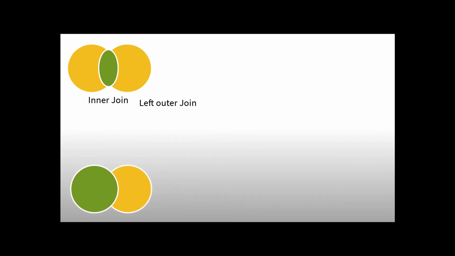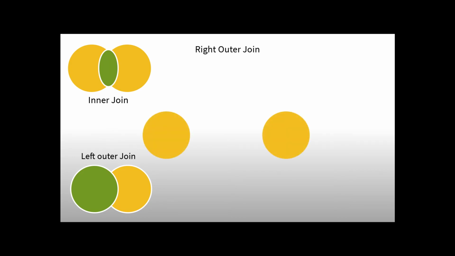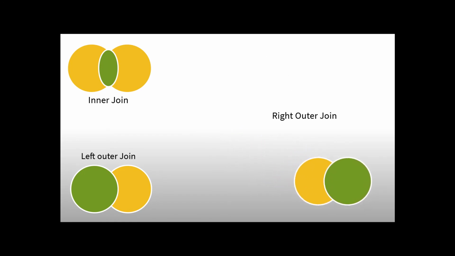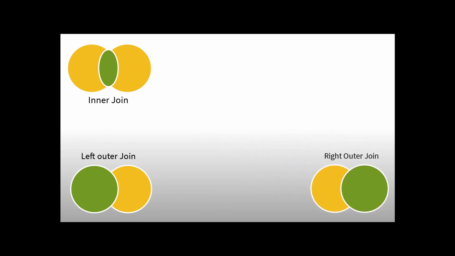Fine. Now let us move towards the right outer join. In case of right outer join, it is going to derive all the data from the table which is on the right hand side of the join clause. So it is also going to derive the common data from the table which is on the left hand side. Fine. So this way the right outer join works, and in the end we have full outer join.